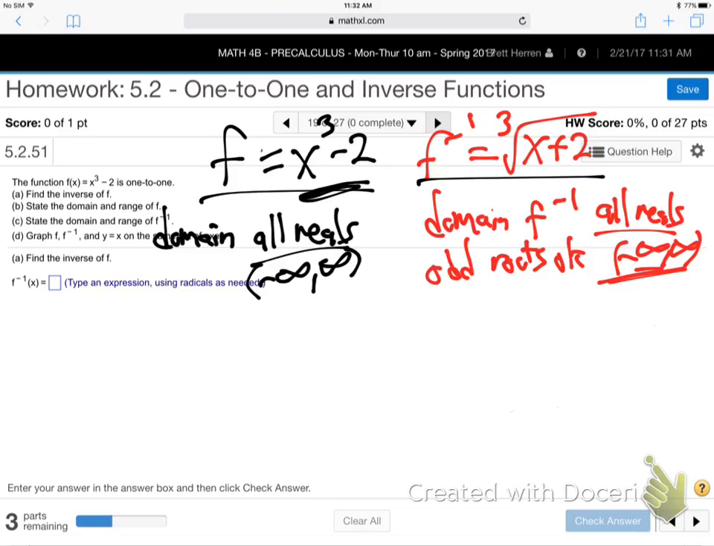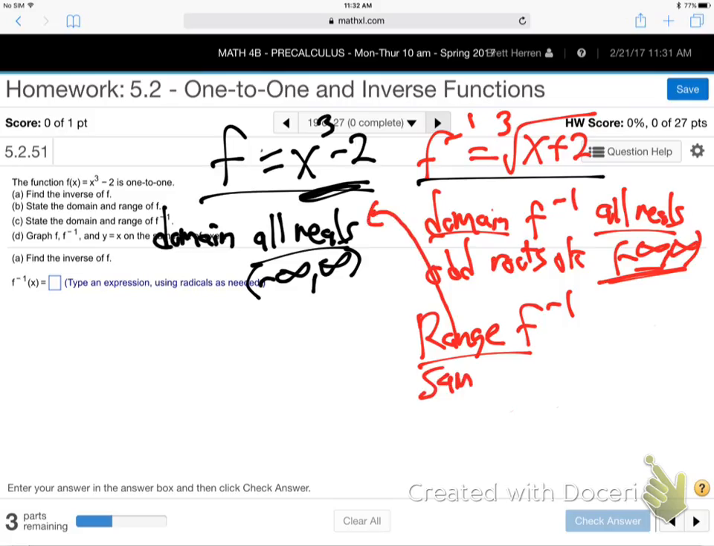Now, they're also asking me for the range. I bet you guys can figure this out without me saying anything. Remember, functions and their inverses, what this section is all about. Everything swaps. We're switching x and y. We're switching domain and range. So how are we going to find the range of f inverse, do you think? It's going to be the same as the domain of f, the domain of the original. Does that make sense? The range of f inverse is the same as the domain of f.